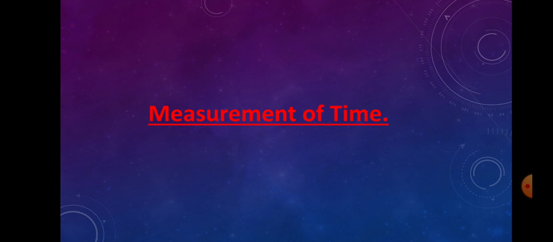And similarly, a month was measured from one full moon to the next full moon. As you know, the full moon usually comes in about 15 days. So the early man used that full moon technique to measure how long a month is. And a year was fixed as the time taken by the earth to complete one revolution of the sun.